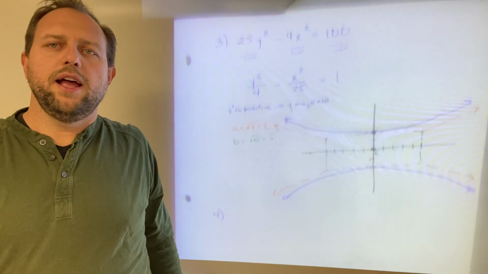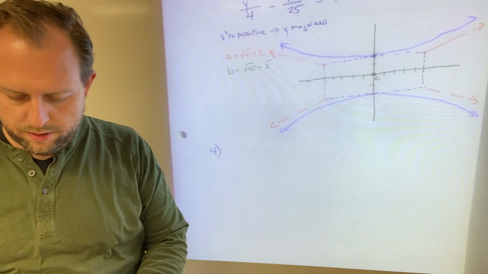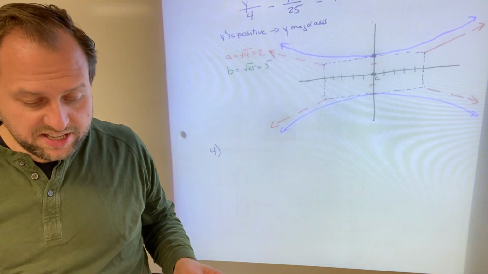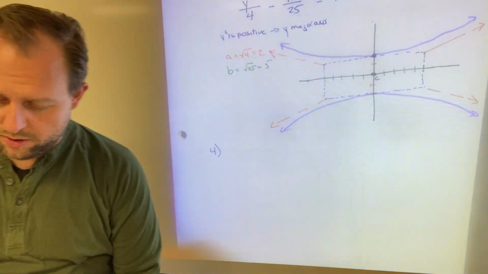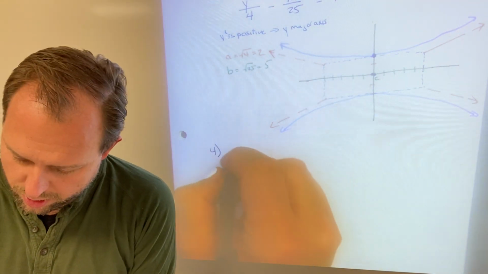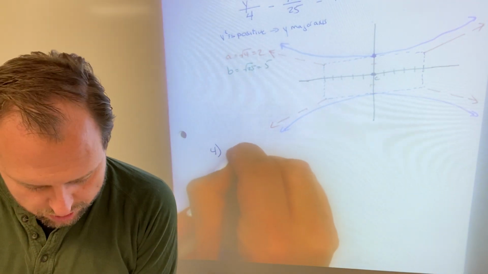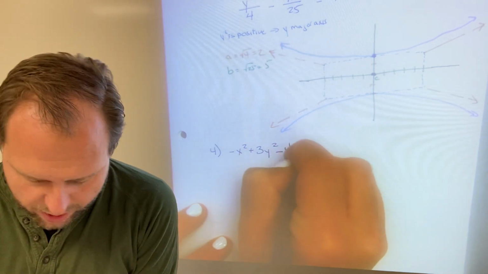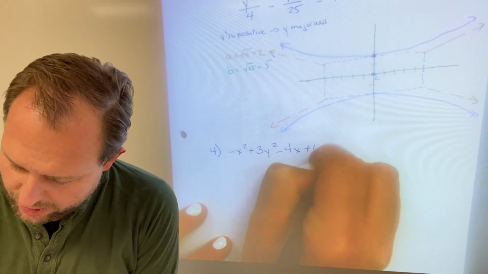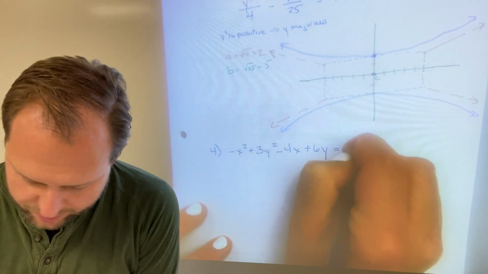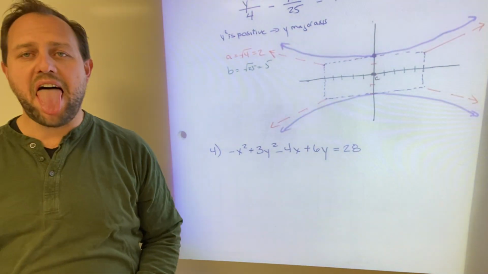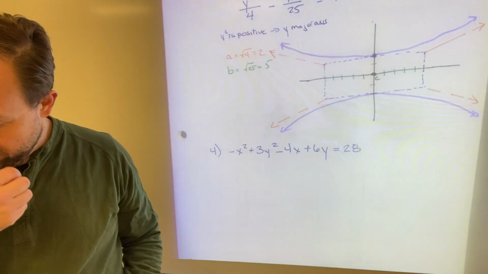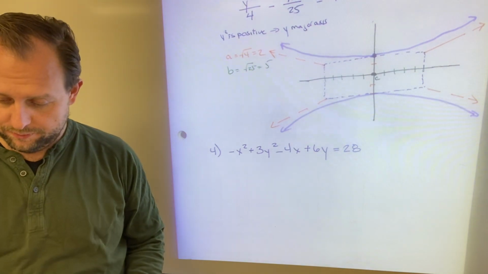And our last graph for today. What happens when it's most definitely nowhere in any semblance of order? So we get negative x squared plus 3y squared minus 4x plus 6y equals 28. Blech. Okay, first thing we're going to do is put that beast into standard form.